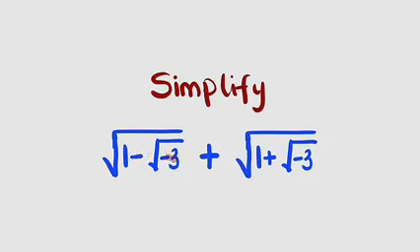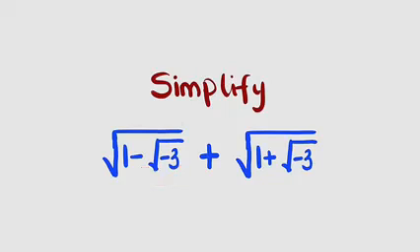In this tutorial we are going to simplify this radical expression, which is the square root of 1 minus the square root of negative 3 plus the square root of 1 plus the square root of negative 3. To my surprise, after simplifying this, I realized a positive real number, which is so incredible because we have a square root of a negative number right here, which is imaginary. All right, let's get started.